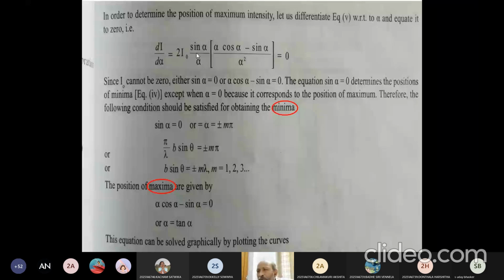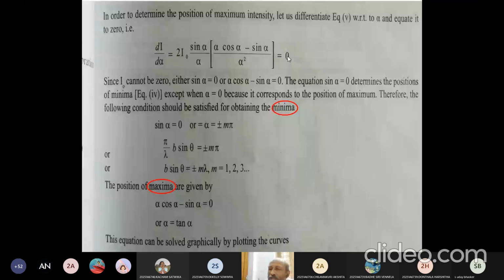And this expression is 0 when alpha is equal to tan alpha. That is, alpha cos alpha minus sin alpha is equal to 0, that is alpha is equal to tan alpha. When alpha is equal to tan alpha also, this expression is 0. So these are the three situations in which this expression, di by d alpha, will become 0.